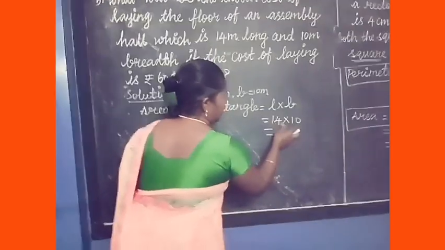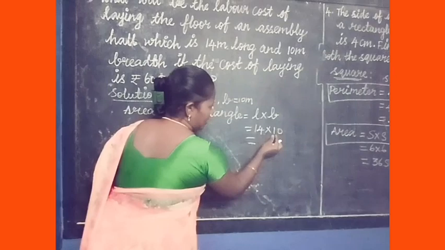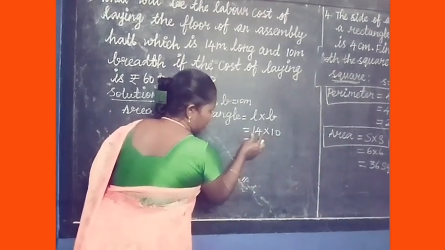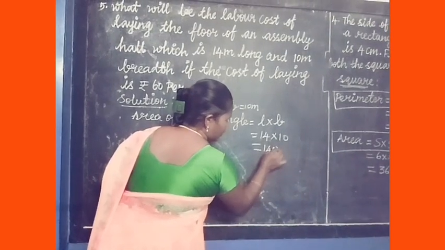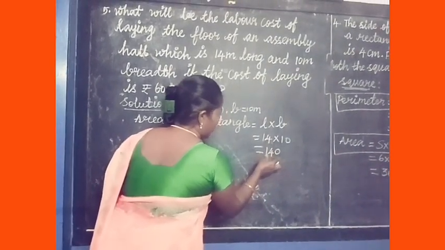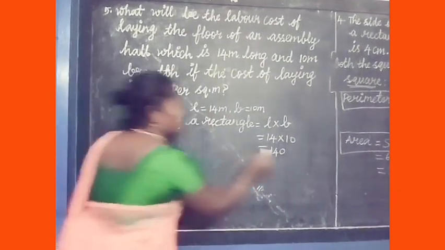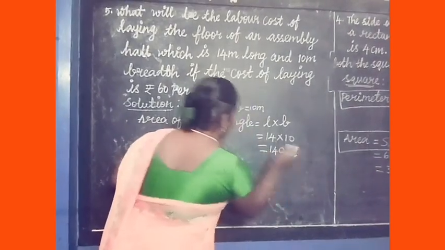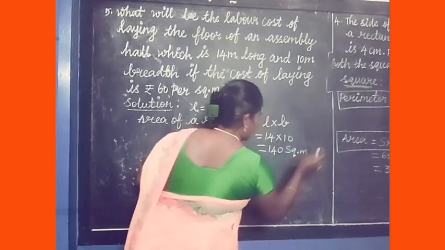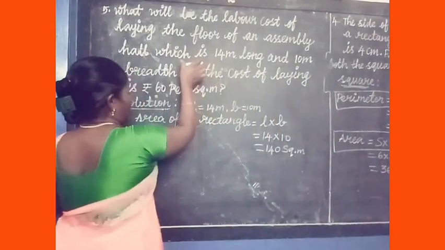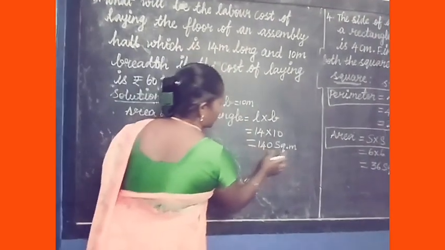Now multiply the value, only 10 is given. One zero, one table we have to multiply means same number we write. 14 we write, adding 0. So 140. Area we have to find, we write square. What is the unit value? Meter. So square meter is the value. So this place value is 140 square meter.